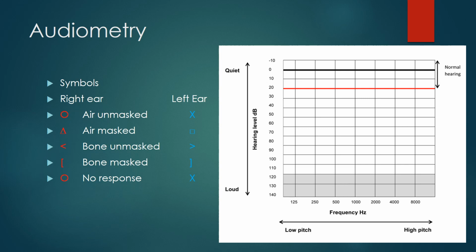So along the x-axis, along the bottom, we have frequency, from low pitch sounds up to higher pitch sounds, and then on the y-axis we have the volume expressed in decibels, from very loud sounds at the bottom to very quiet sounds. Now on this chart it says normal hearing is between 0 and 20 decibels, but as a rule of thumb, the normal hearing threshold is actually around 30 decibels for adults.